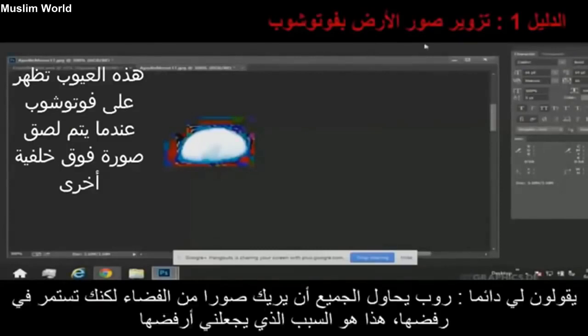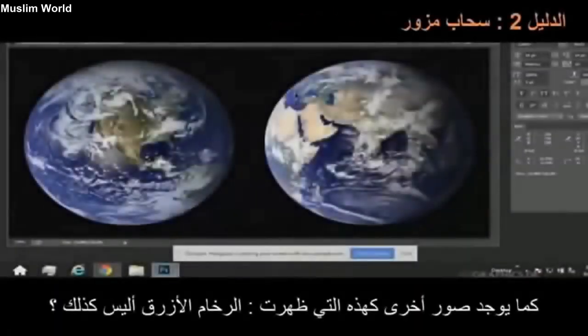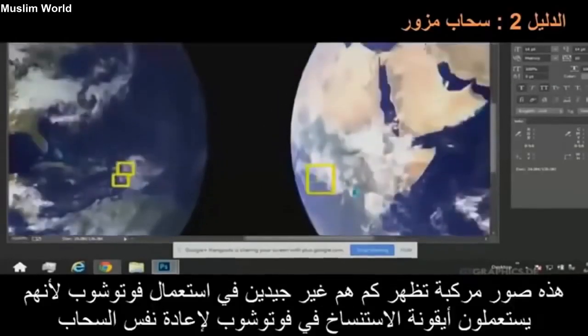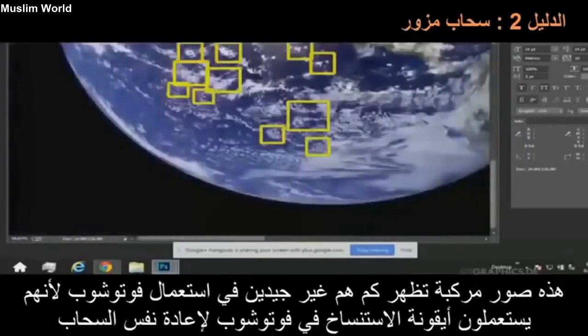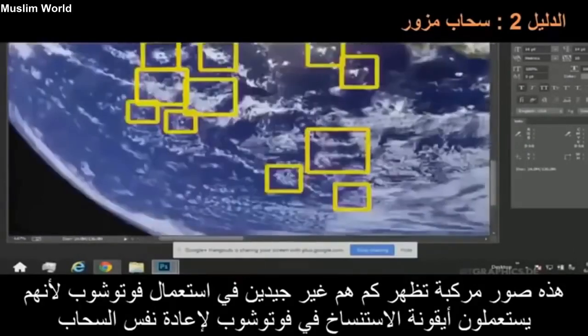I mean, they're always saying, you know, Rob, everybody's trying to show you stuff from space and you keep rejecting it. This is why I reject it. These guys are liars. Then you have other pictures like the Blue Marble that come out. Well, there's a big problem with the Blue Marble, and I'm going to zoom in and show you the problem.